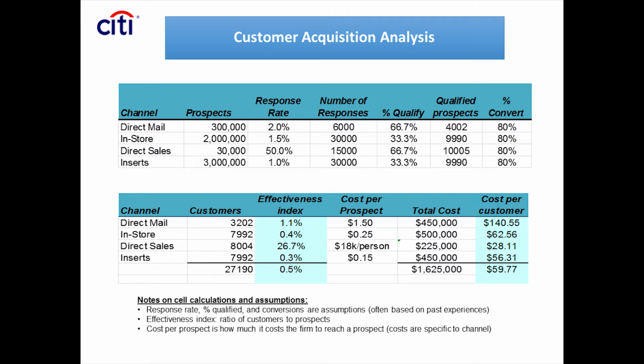And what I want to look at is the different number of prospects that are there, and I've got a response rate, right? So these response rates, how do I get those response rates? How do I get this 2%, 1.5%, 50%, 1%? Somebody buys something in the past, so I might use historical data to say what sorts of responses did we get out of these efforts in the past, right? So I might use those and say those are the response rates.